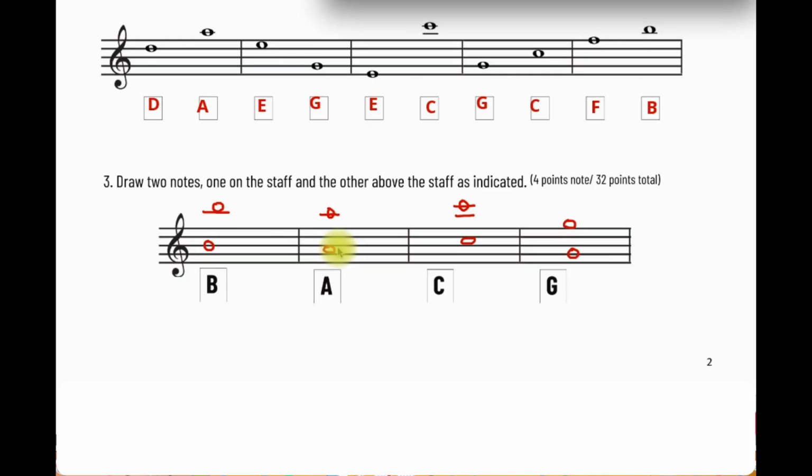Here I have my note A on the 2nd space, and then I drew my ledger line for note A above the treble clef staff. Here is note C on the 3rd space, and here is my ledger lines above the treble clef staff for note C. And finally on the 2nd line we have note G, and here is my note G above the treble clef staff, just sitting right on top of the 5th line. So if you got all of these correct, give yourself 32 points and a job well done.